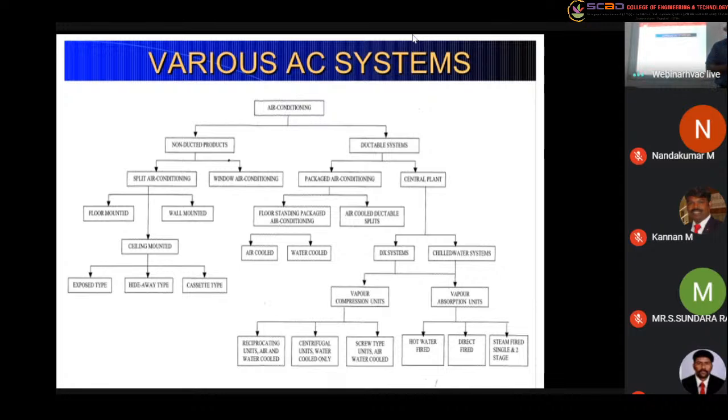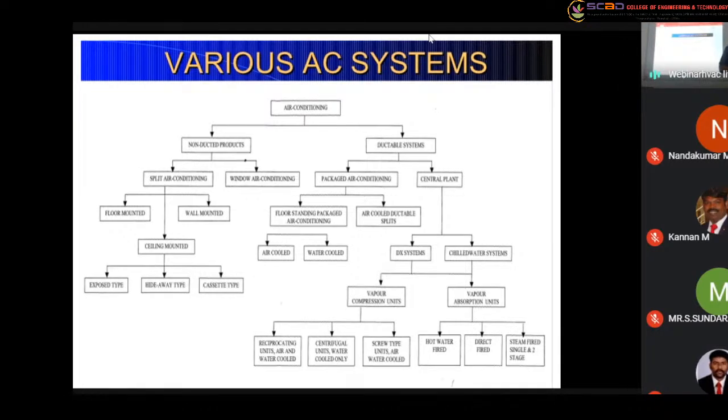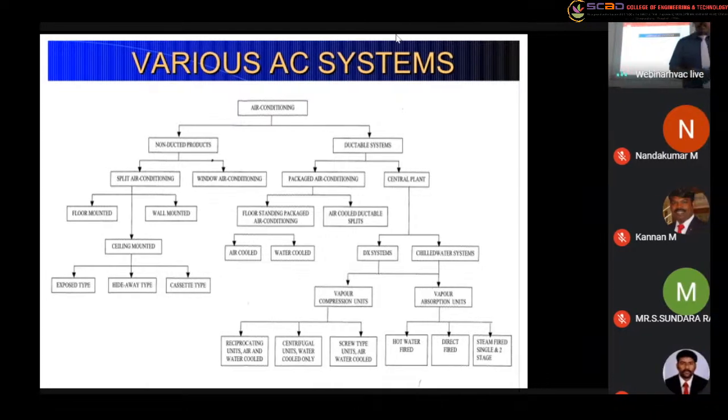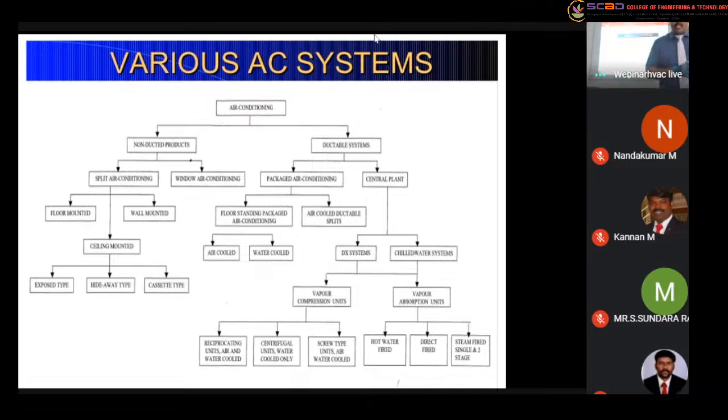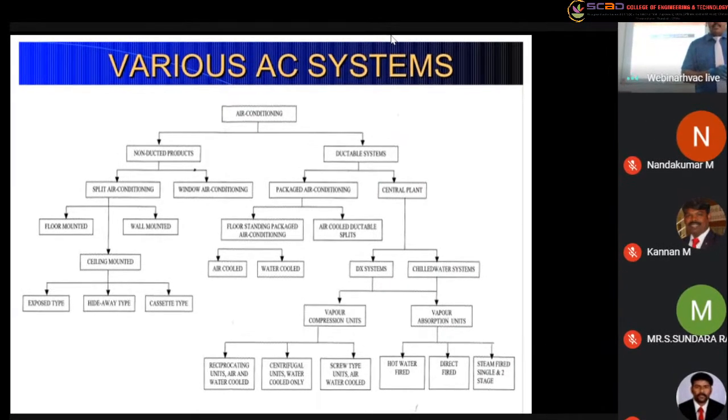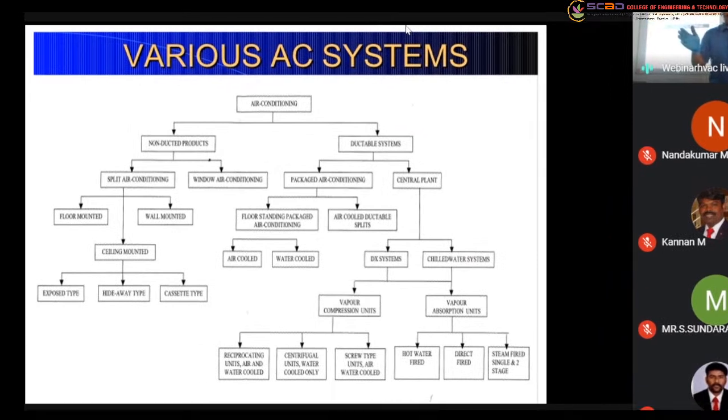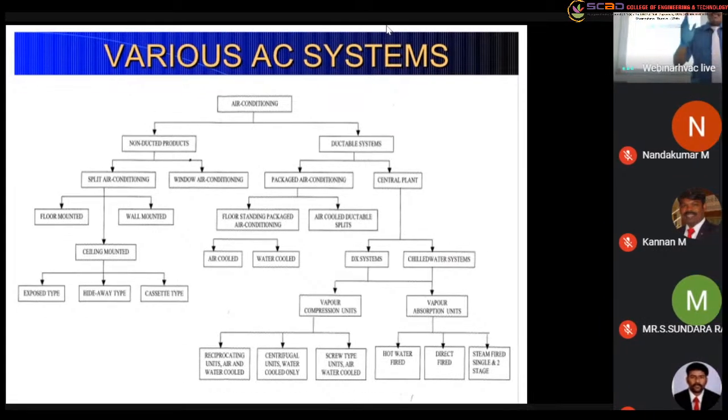AC systems. All the AC systems fall under one of these cases. The cases I'm given here are non-ducted products and ductable systems. You can see air conditioning has two broad classifications: non-ducted products and ductable systems. Non-ducted systems include split air conditioning and window air conditioning.